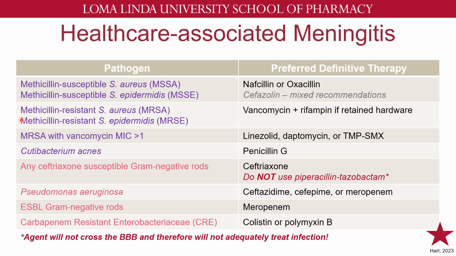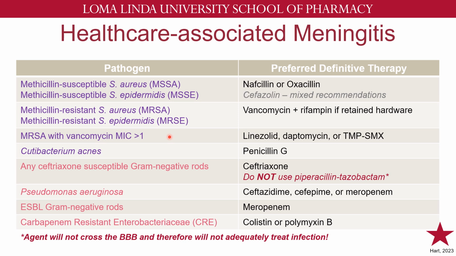If a patient results with MRSA or MRSE, then we will use vancomycin plus rifampin if they have some sort of retained hardware. So maybe they're a very complex neurosurgical patient. They have some sort of hardware in their CNS. These organisms can get in there, and so to optimize their therapy, we will use something like rifampin.